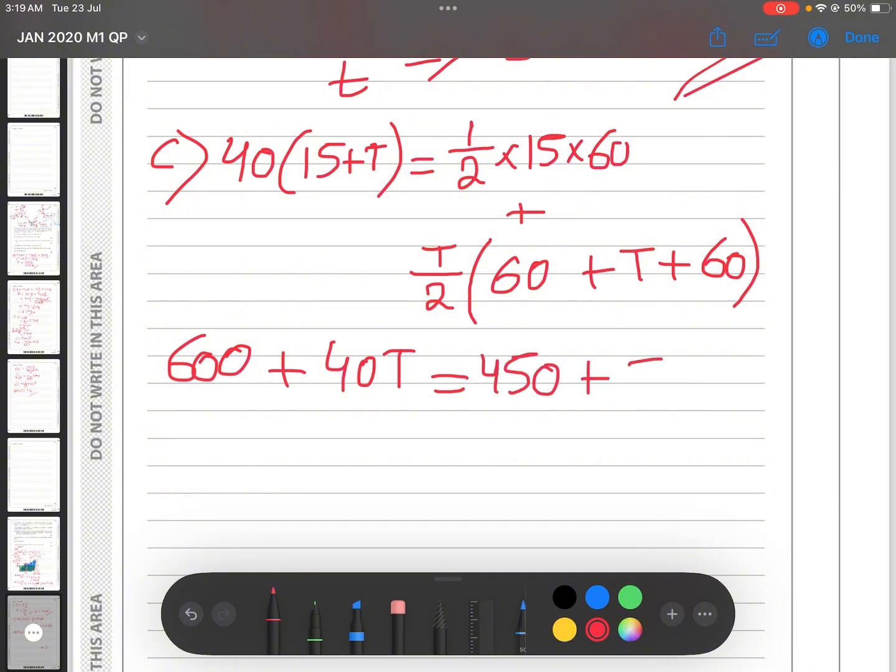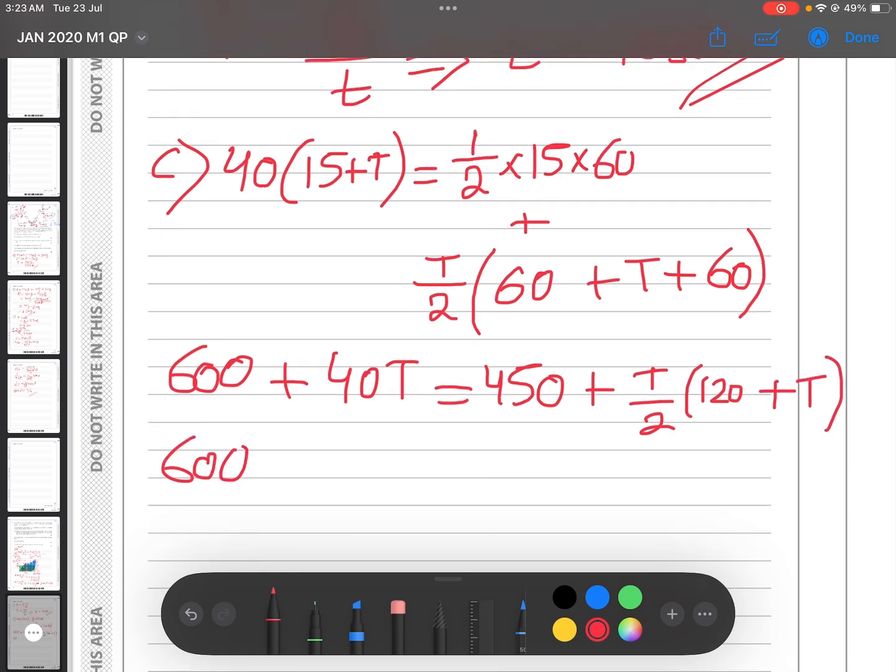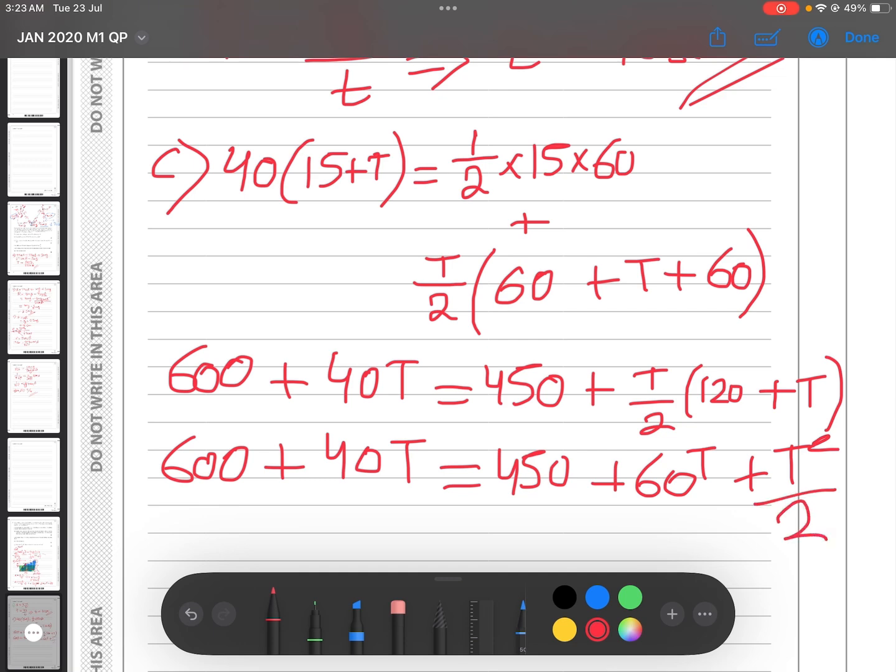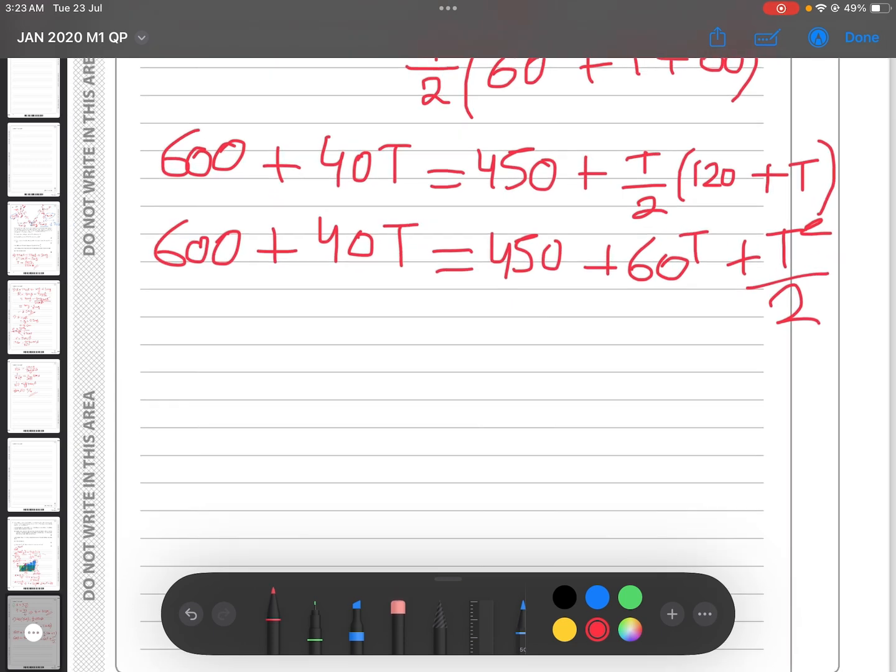plus t by 2 times (120 plus t), and then 600 plus 40t is equal to 450 plus 120 divided by 2, which is 60t, plus t squared over 2. Simplifying this, we get half t squared. 60t minus 40t gives me 20t.